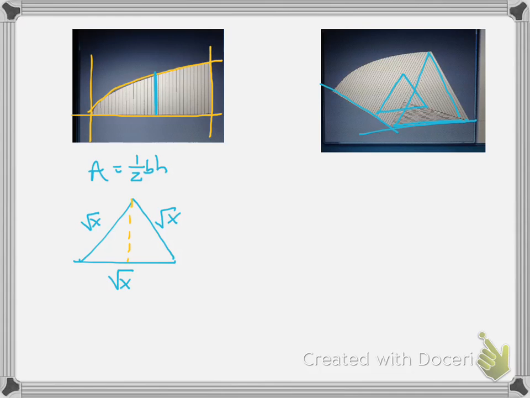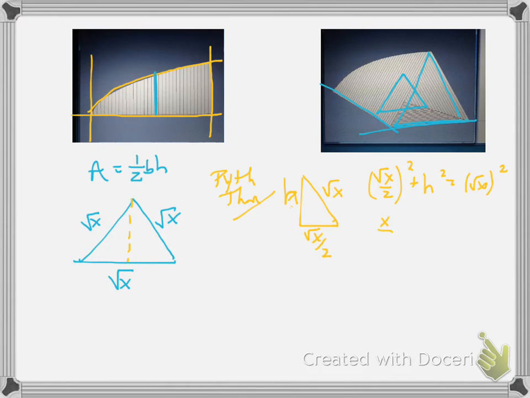So how can we do that? Well, there's a couple different ways you could do it. One way is to use Pythagorean theorem. Here's just 1/2 of that triangle. We know that this is radical x over 2. This is radical x. And let's call that unknown side h for height. So radical x over 2 quantity squared plus height squared must equal radical x quantity squared.